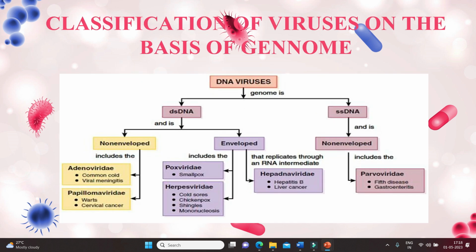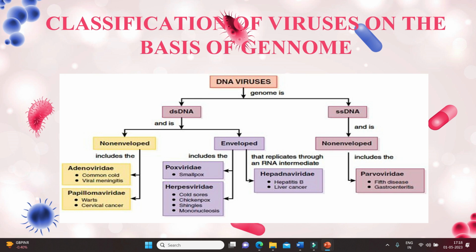So, classification of viruses on the basis of genome. There are two types of classification based on genome: one is DNA viruses and the second one is RNA viruses. Coming to DNA viruses, the genome is dsDNA or ssDNA. And dsDNA is categorized into non-enveloped and enveloped.